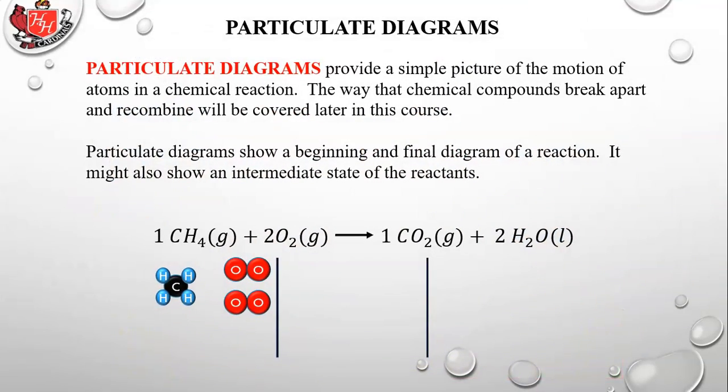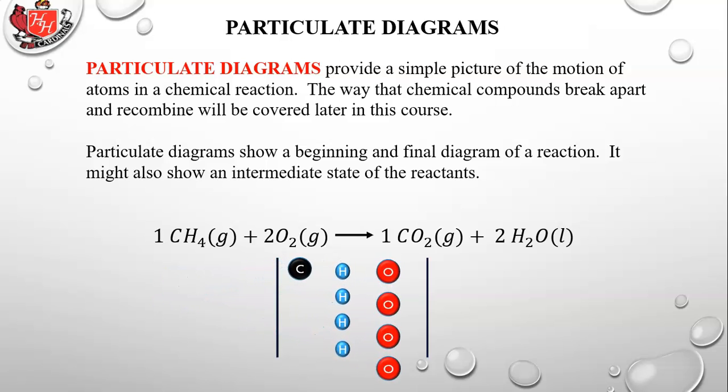Particulate diagrams provide a simple picture of the motion of atoms and molecules in a chemical reaction. The way that chemical compounds break apart and recombine will be covered later in that course. That's really a part of the subject of chemistry called kinetics. Particulate diagrams show a beginning and final diagram of a reaction. It might also show an intermediate state of the reactants.